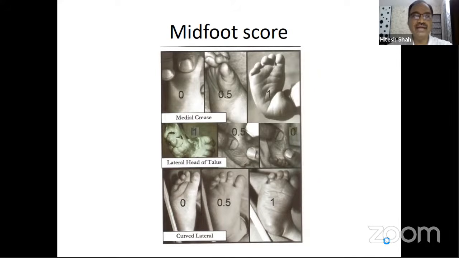So for every clubfoot deformity, whether unilateral or bilateral, before correction or after correction, it is mandatory to find out the Pirani score.